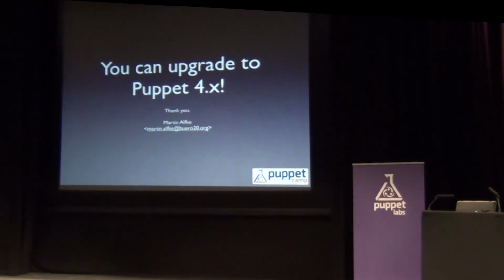Last question. Is stdlib going to be included in Puppet 4, or is it still going to be a separate component? I could hardly understand. Is standard library going to be included in Puppet 4, or is it going to be a separate component?